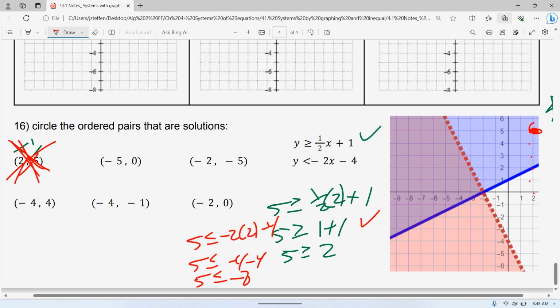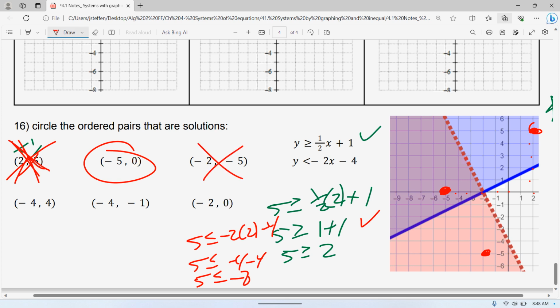What about negative 5, 0? So negative 5, 0 is 1, 2, 3, 4, 5. Negative 5, 0 is right here. It's where the blue is shaded and the red is shaded. So that one works for both of them. Negative 2, negative 5 down here. Whoops, right here instead, rather. Again, that one doesn't work because it does work for the red one, but not the blue one.